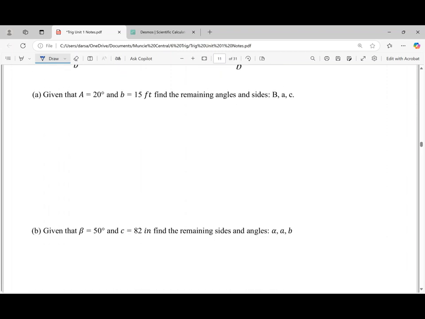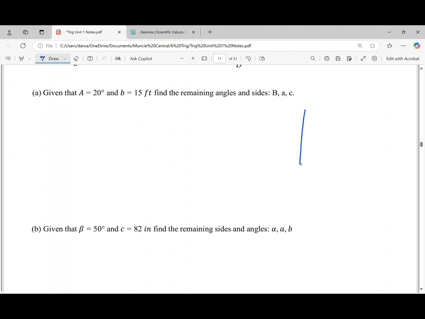uppercase angles. So the first thing you're pretty much always going to want to do when you're solving a triangle is to draw the triangle. So I'm going to put capital A up here and I'm going to put capital B down here. It doesn't matter where you place your angles, just as long as you know which one is which. They have given me that angle A is 20 degrees, so I'm going to go ahead and put that in. And side b, which is opposite of big B, is 15 feet long.